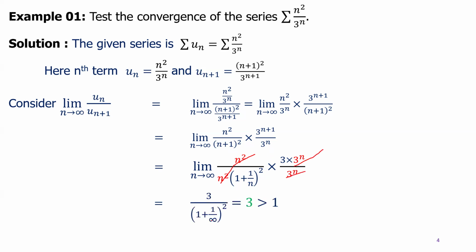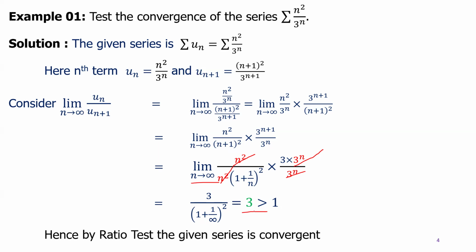1 plus 1 upon n whole square. If we substitute n tending to infinity, 1 upon infinity, or something upon infinity, is 0. So 3 upon 1 square, which is equal to 3. And clearly 3 is greater than 1. Hence, by ratio test, if L is greater than 1, then the given series is convergent. So this series is convergent by ratio test. Thank you.